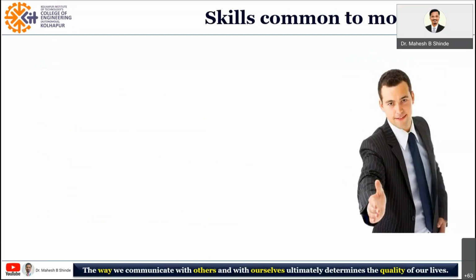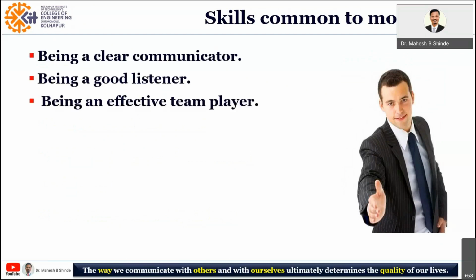These are the skills which are common to most jobs. Whichever job you take, you need to have these skills, and they check them. Number 1, being a clear communicator. You must be able to communicate clearly whatever you want to communicate. Being a good listener, listen completely and then respond appropriately.